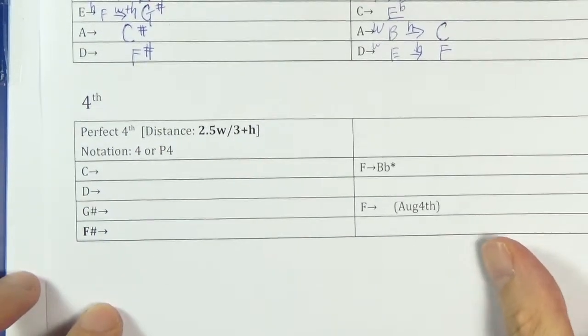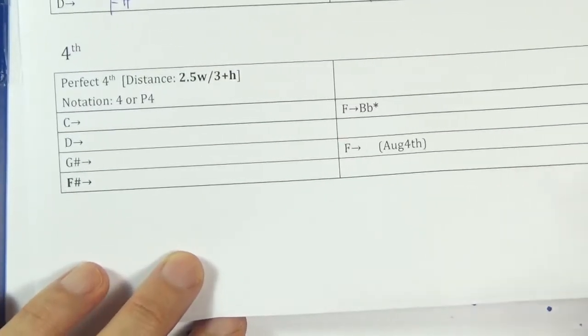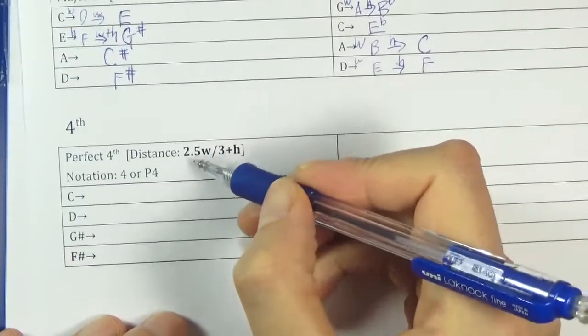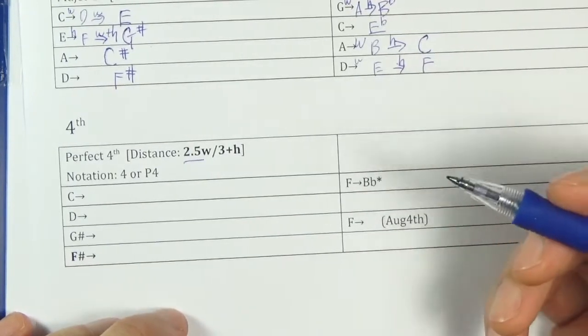Okay, let's continue our review. We just finished up the thirds. We're on to the fourths. So perfect fourths, distance wise, it's a 2.5 step apart.